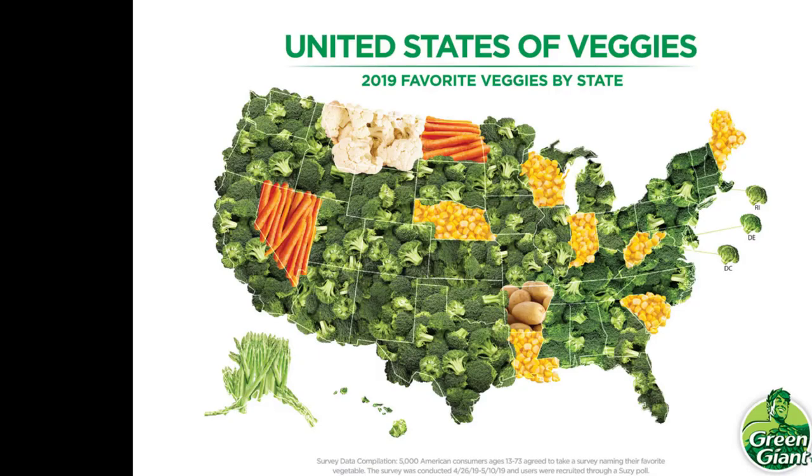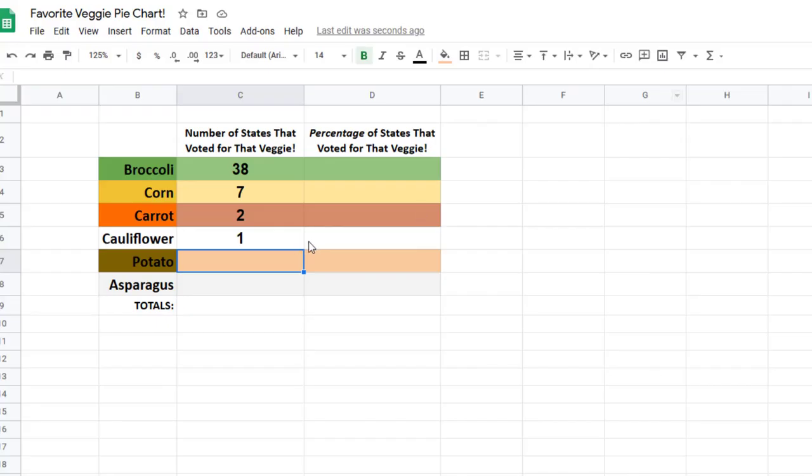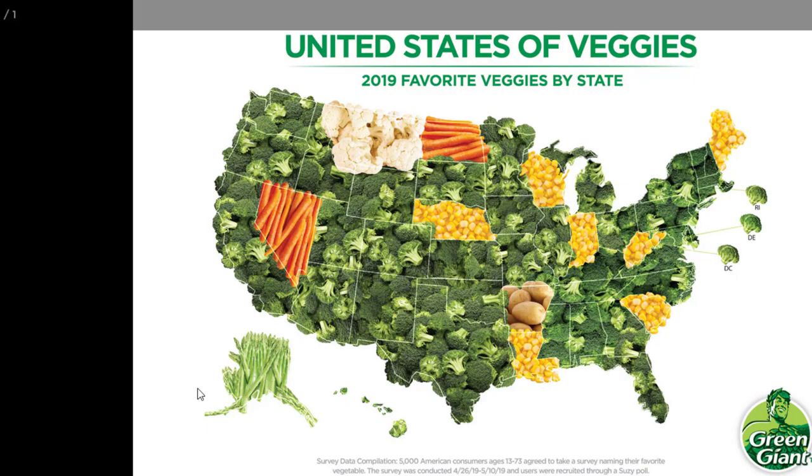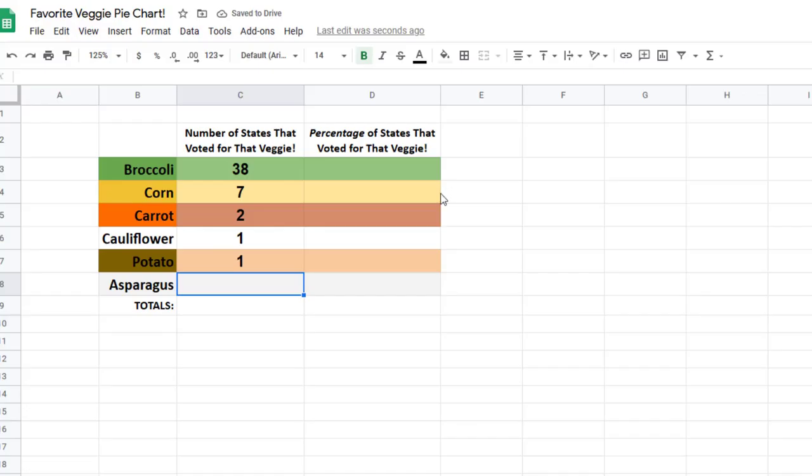Potato. Results are in potato. Oh, it's funny. I looked up here at Idaho. It's actually down here at Arkansas. So it looks like 1 potato. And asparagus. Looks like it's just Alaska, which is, once again, way too small. Okay, so there are your states' votes for their favorite veggie.